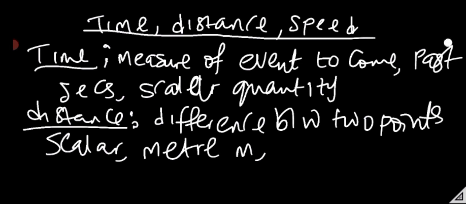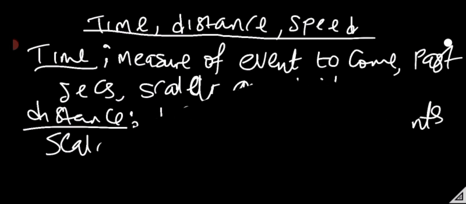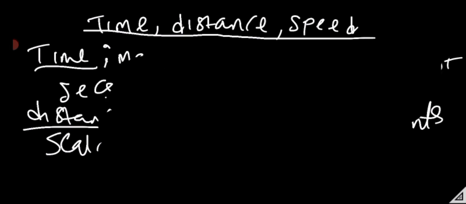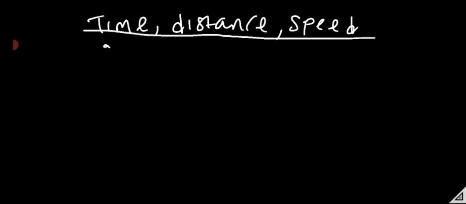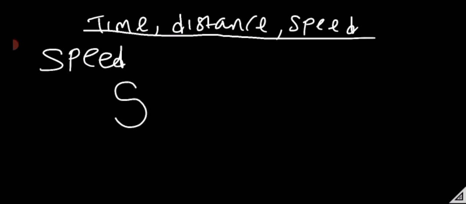So let's talk about speed. What is speed? Speed is defined as the rate of change of distance. Remember, we are doing O level revision, so I won't go into much detail. I'll just give you the main point. So you can write this down: speed is the rate of change of distance. So speed is equal to distance over time. Now, the unit for speed is meter per second.